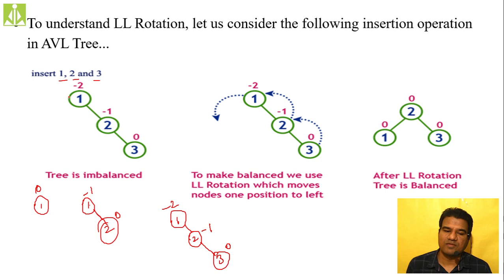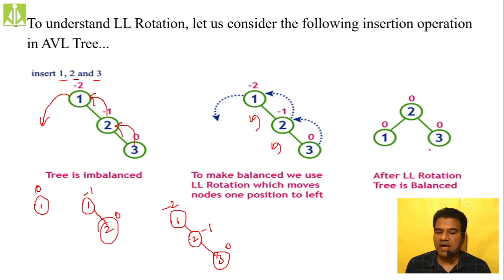So in left rotation, what will happen, all nodes will move one position to the left side. So this 1 will move over here, this 2 will come in 1's position, and this 3 will come in 2's position. See, as you can see over here, after performing the rotation, my tree will become like this. So 1 I moved over here like this, 2 I made it as root node, and 3 I shifted to 2's position, like this.